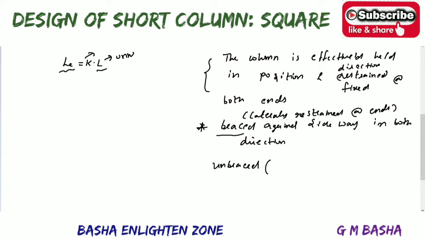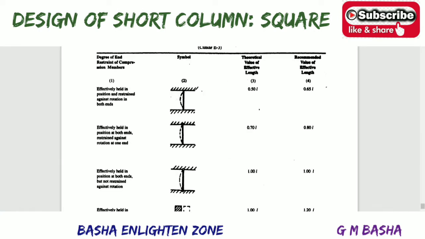Whenever the column is fixed, it is restricted on both sides, so it does not sway in either direction. That is the condition here. Whenever braced against sway is given, it all comes under one particular type of column. The first condition is 0.50L and 0.65L, where L is the unsupported length. Always use the recommended value, not the theoretical value. It is better to use the recommended value.